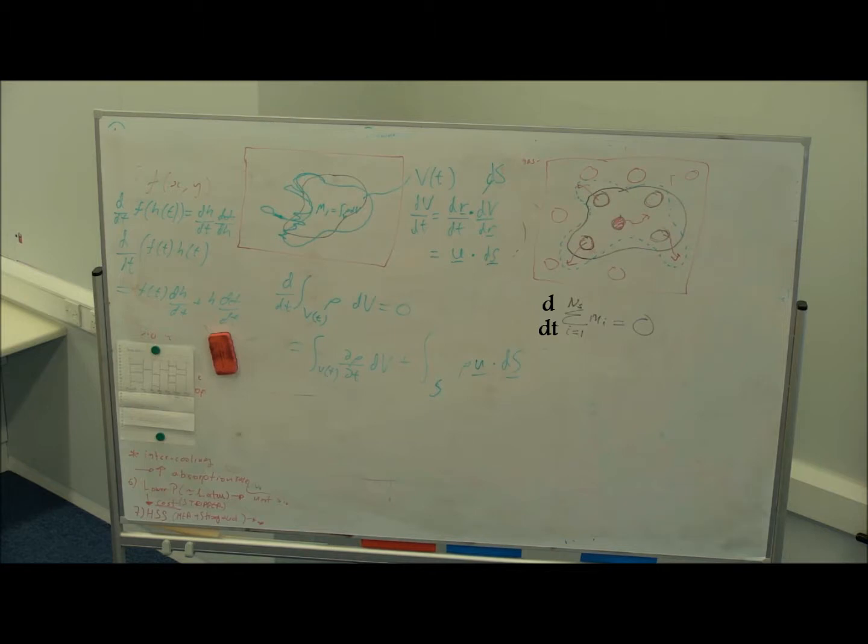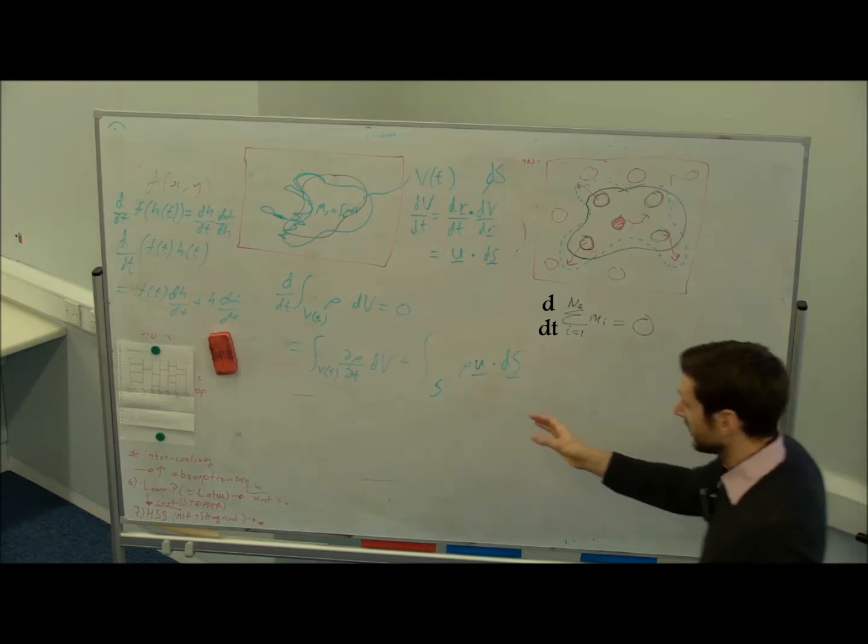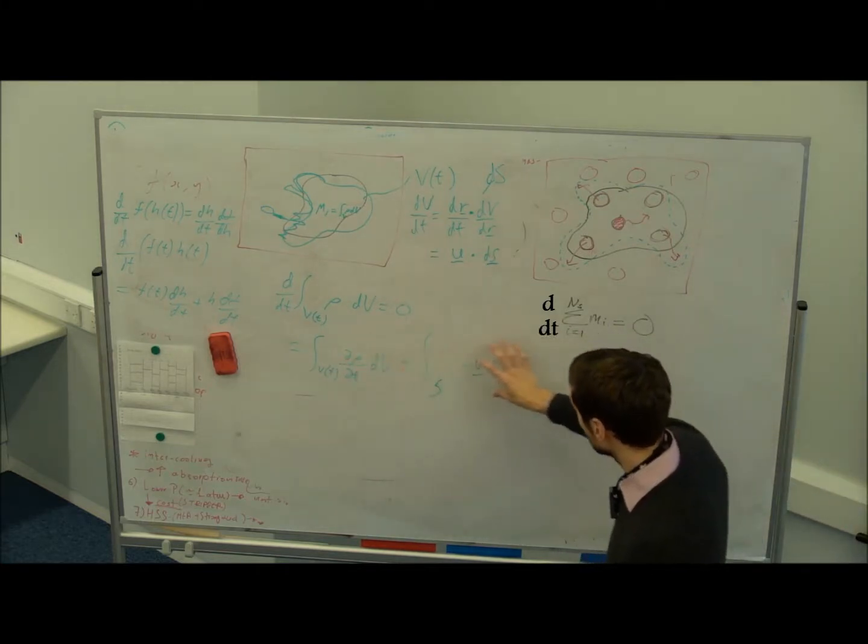So this is basically a form of what's called mass continuity. It's just a statement of conservation of mass. It's saying that the change in mass inside a volume is equal to the flow over the surface.